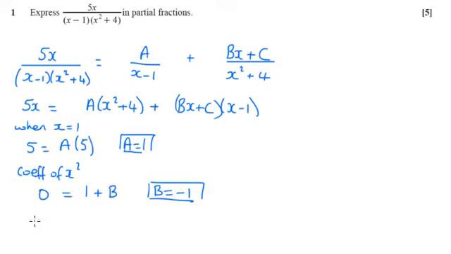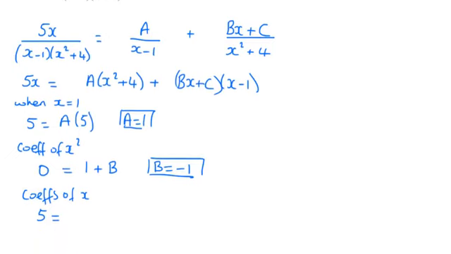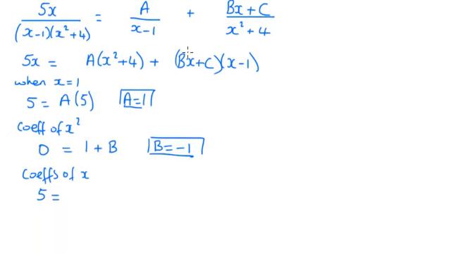If we equate coefficients of x, we're going to get 5 on the left hand side, and on the right hand side a is not going to appear this time. We could get an x term by having the bx times negative 1, so that's negative b, but b is negative 1 itself, so that's going to be 1, or with the c lots of x. So that then leads on to c being 4.